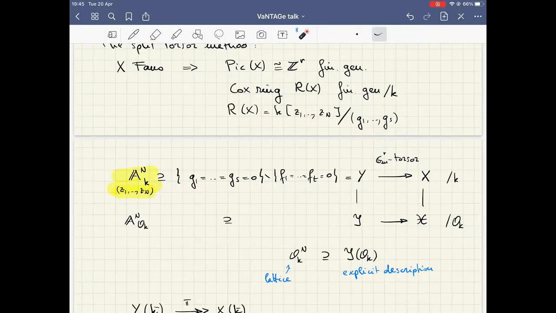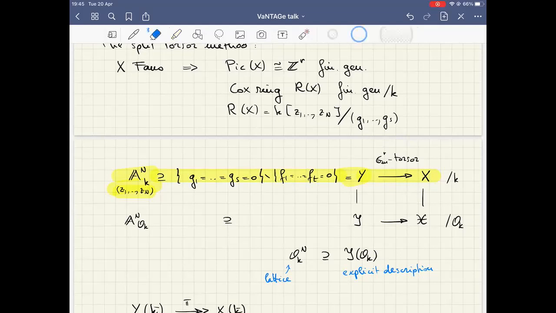But this is not going to be the object that I want to work with. I want to take an open subset there inside. So actually, we can always choose the polynomials to be monomials. And we can find here inside this one open subset which has the special property that it comes with the homomorphism down to X, the variety we started with. And this morphism ends up being a G_m^r torsor, so a torsor under a multiplicative group.